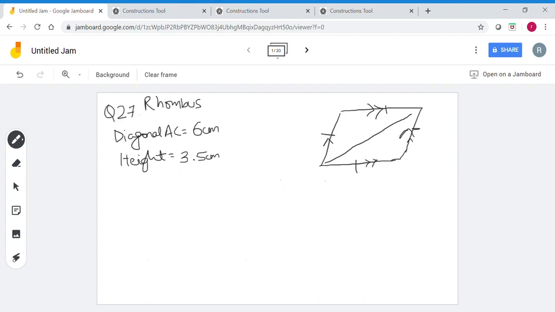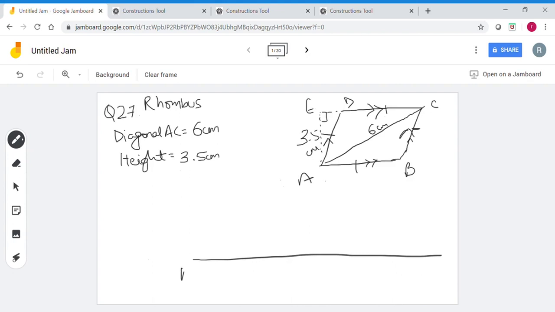And then this is AC, which is given as 6 centimeter, and the height is given as 3.5 centimeter. So how do we construct it? Well, I don't know any length except for the diagonal. So, but from the diagonal, how will I construct the height? So let's construct a line AX. Somewhere on this AX will lie my point B. Where it is, I don't know.